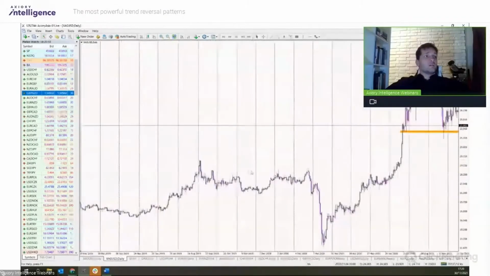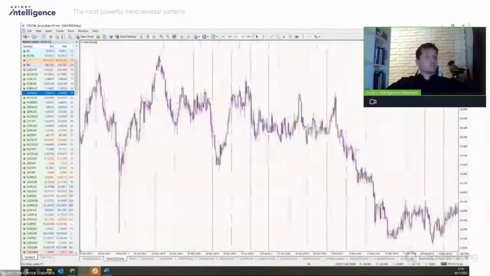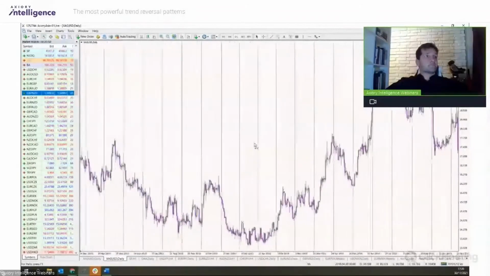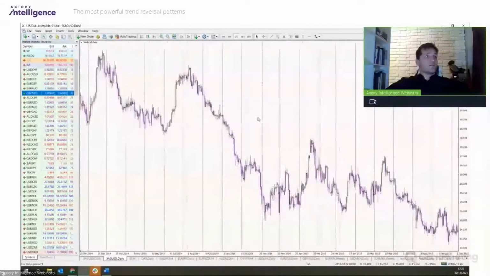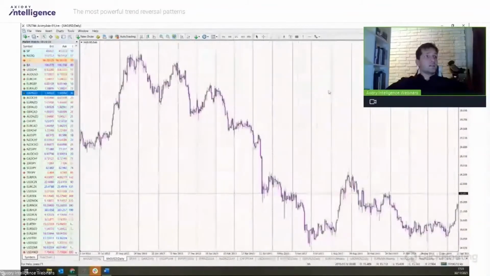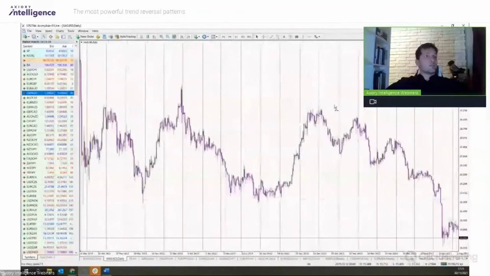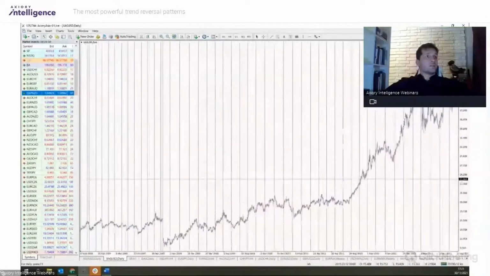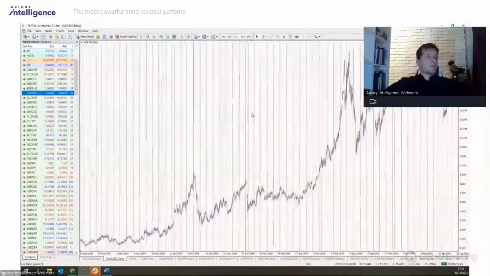Double tops and bottoms on silver. I have to do a bit of scanning here. This will be better. Okay, no.